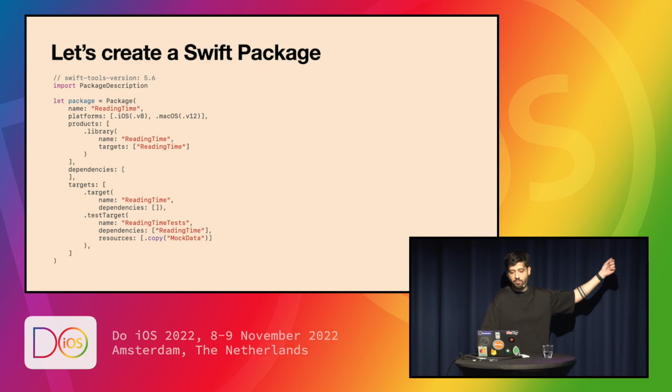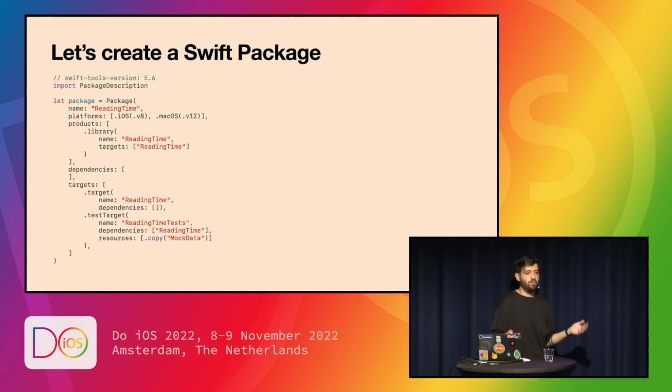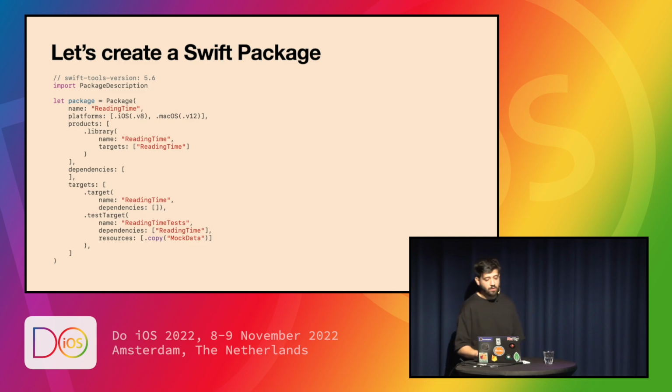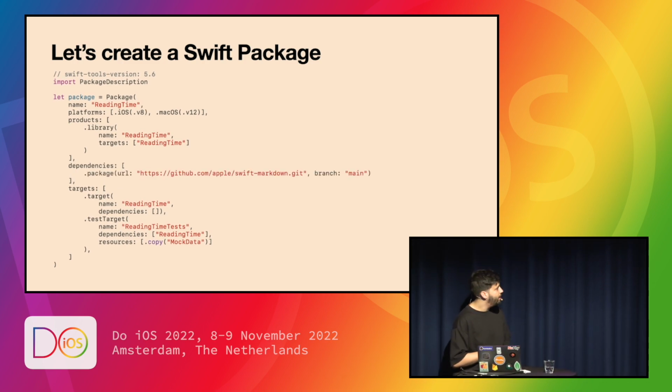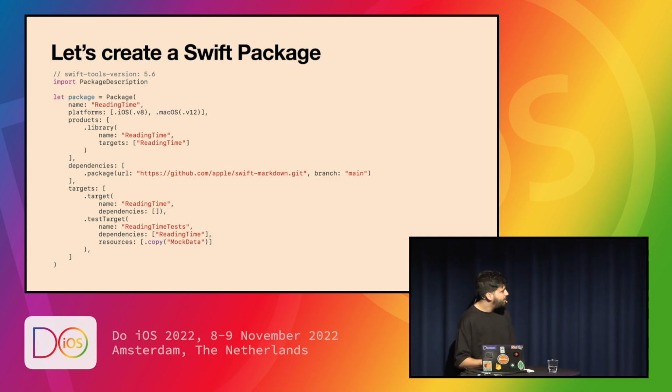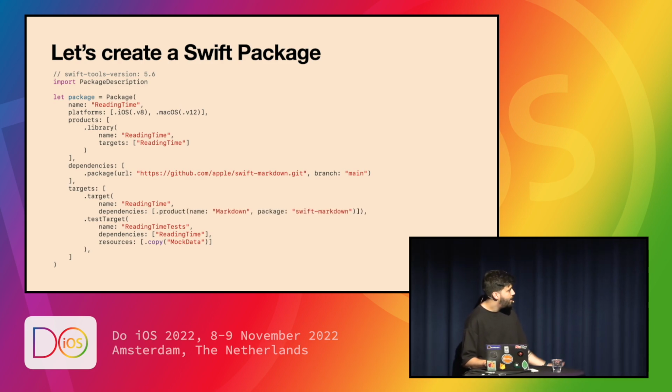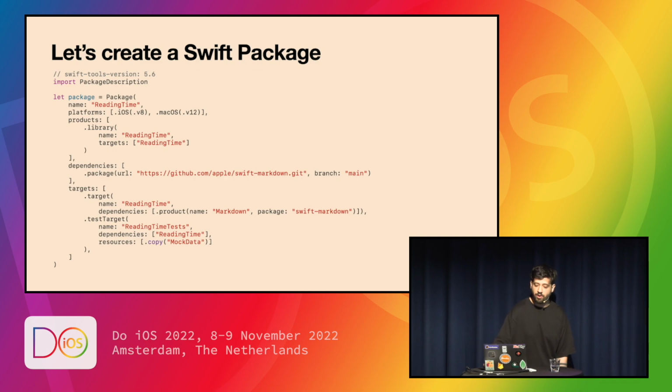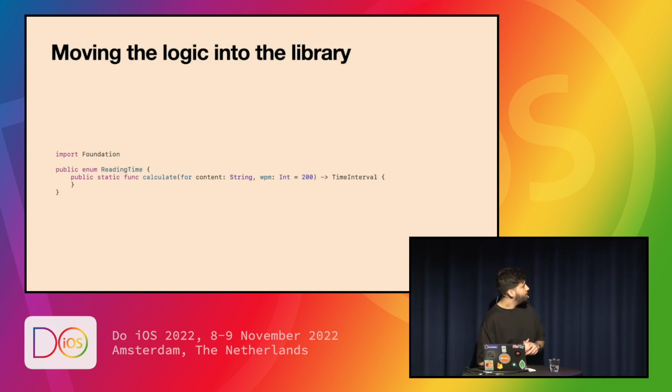So we've got a library, which will be the product initially for this Swift package. Then we've got 2 targets, one which will contain the code for the library, and the other one will be the tests. So as I said, I wanted to use Apple's Swift Markdown library, so now I can do so. I can bring it in as a package, as you can see there, and then I can add it as a dependency to my reading time library. So now I can write some code.